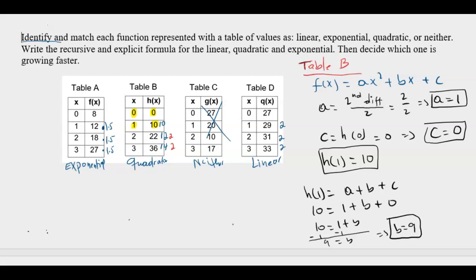Now that we have all this, we can go ahead and write out the formula. The formula is going to be h of x equals, so a is 1, we don't need that one, so it's just x squared plus b, which is 9, so plus 9x, and c is 0, so we don't need it. So that's the explicit form for the quadratic.